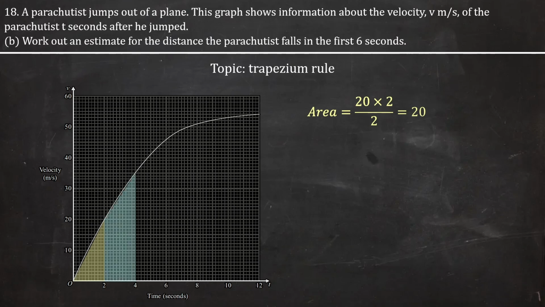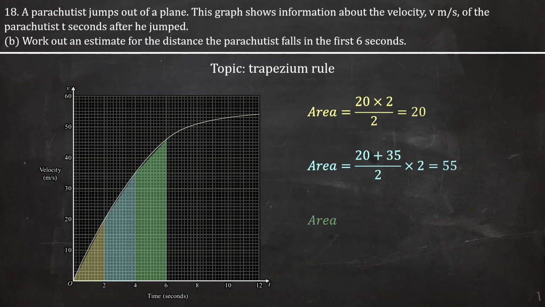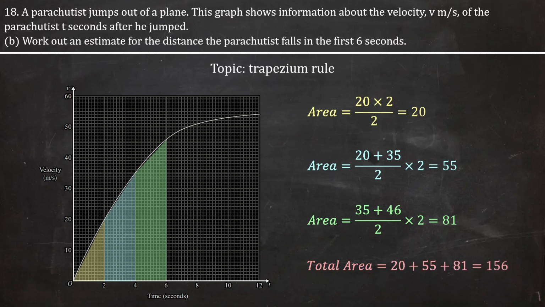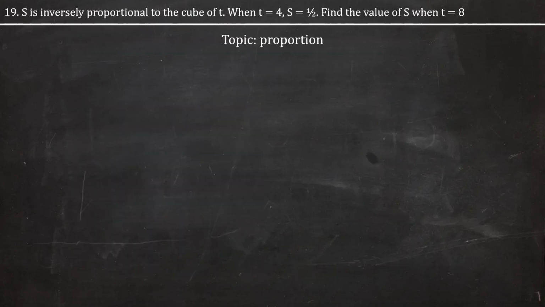Then I have this trapezium over here. We did area of trapezium before in this paper. So the area is going to be the parallel sides. So I got 20 and 35 divided by 2 times the height, which gives me 55. And then the green trapezium, the area is going to be the parallel sides, which I got 35 and 46, checking the values on the y-axis, divided by 2 times 2, which gives me 81. So the total area, which will be the estimate for the distance, is going to be 20 plus 55 plus 81, which is 156.